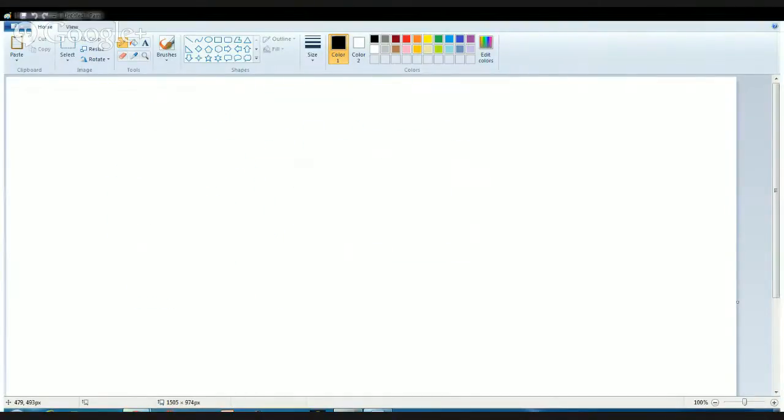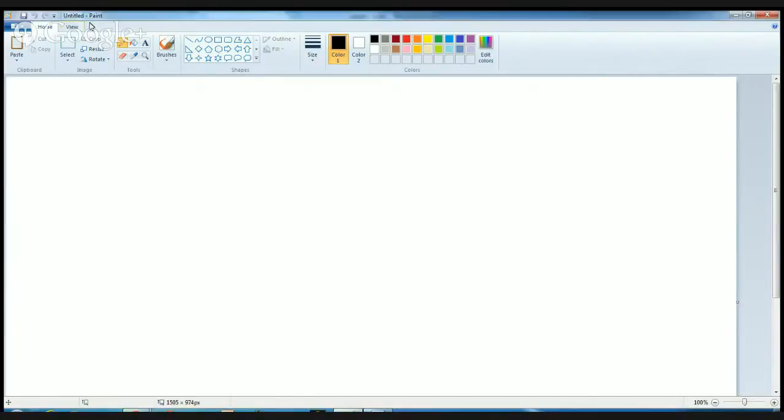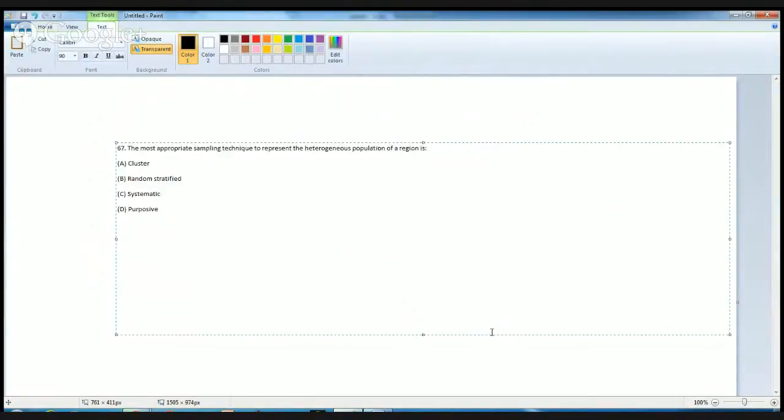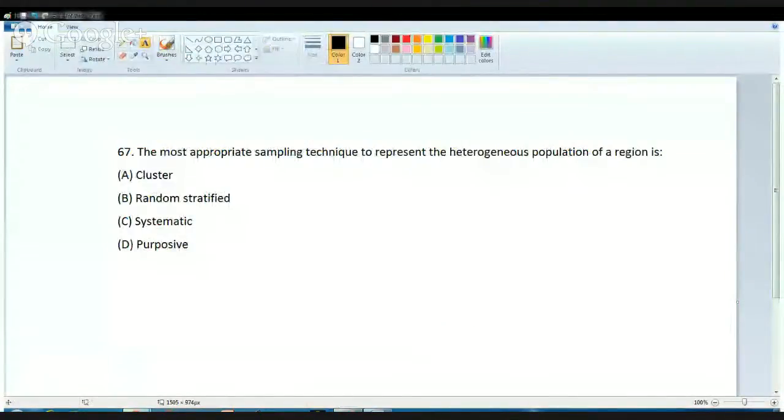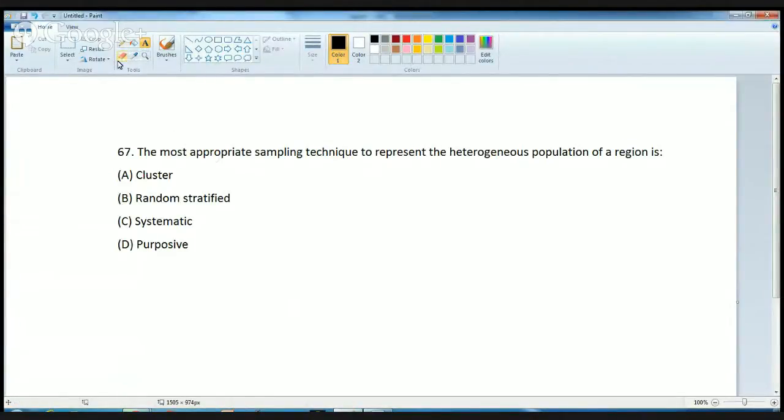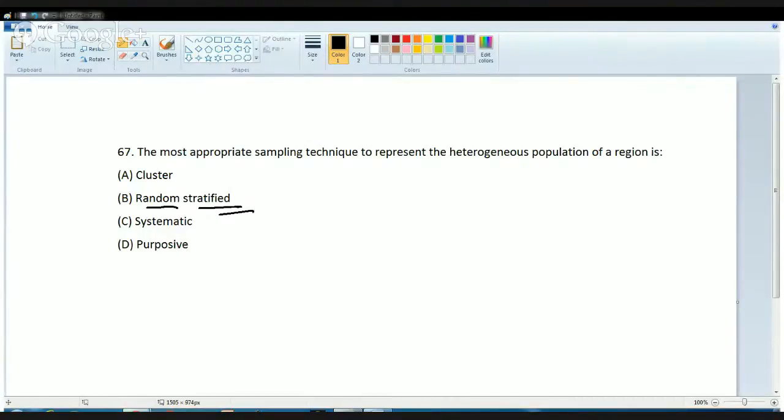The next question here is, the most appropriate sampling technique used for a heterogeneous group. A heterogeneous region is a region which has different types of population. When you have different types of population, the best method is selecting the population randomly and then stratifying the population. So random stratification is the best technique for a heterogeneous group of population in a given region.